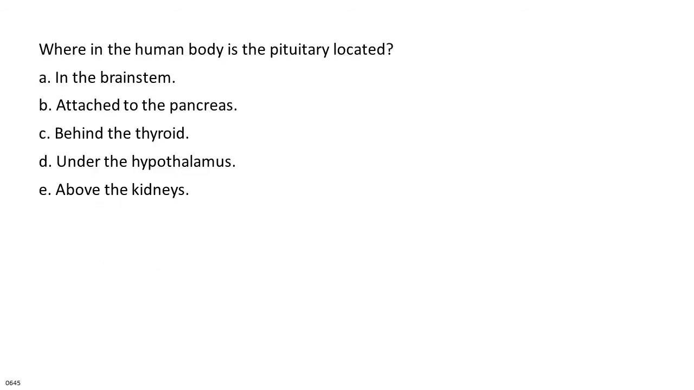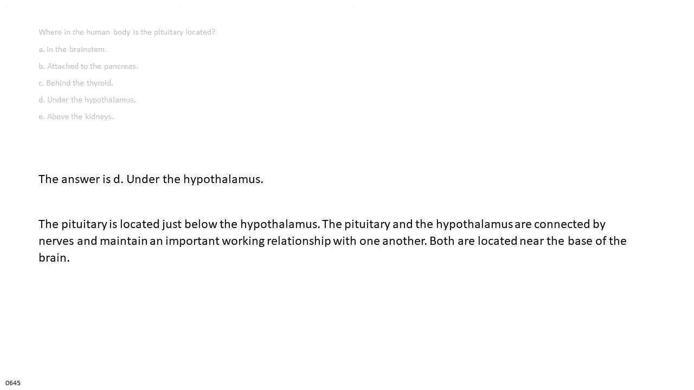Where in the human body is the pituitary located? A. In the brainstem. B. Attached to the pancreas. C. Behind the thyroid. D. Under the hypothalamus. E. Above the kidneys. The answer is D. Under the hypothalamus.